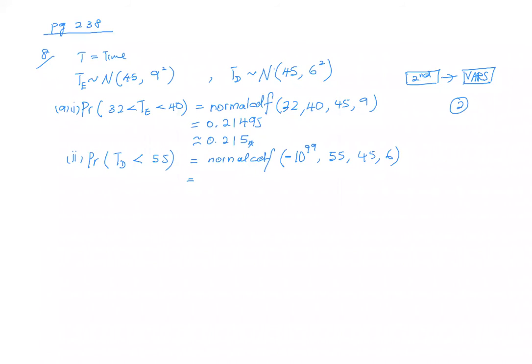Same thing, second vase, normal CDF, lower, negative 10 to the power 99. Upper, 55. Mean 45, standard deviation 6. So the answer is 0.9522. Okay, thanks, Mickey. At least you learned now.